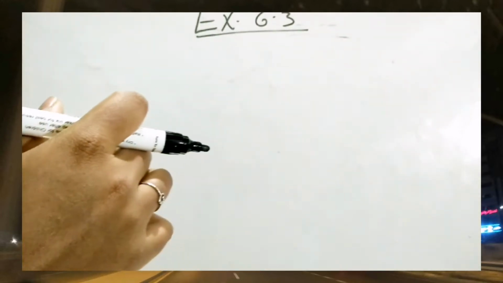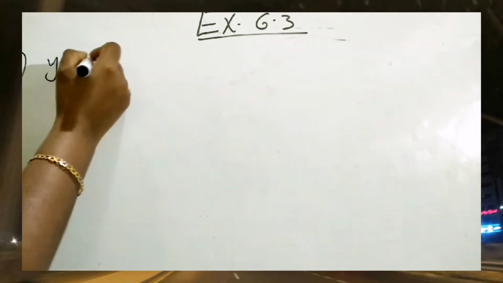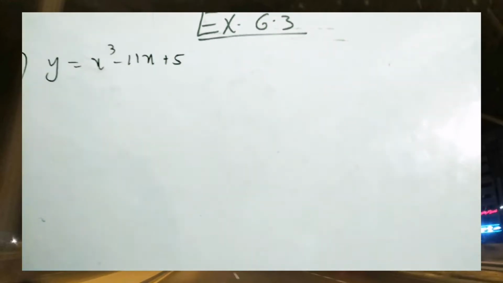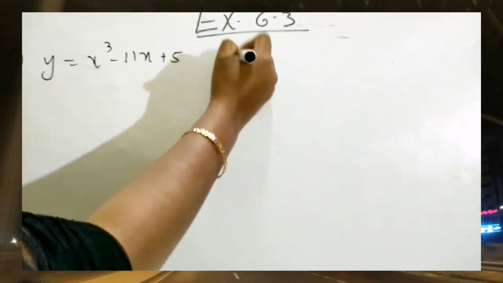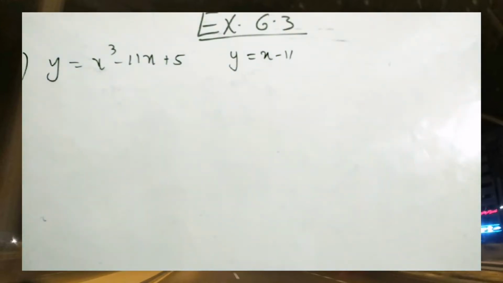Today we are going to continue exercise 6.3. Ninth question. We need to find the point on the curve y is equal to x cube minus 11x plus 5 at which the tangent is y is equal to x minus 11. The tangent is given and we need to find the point.